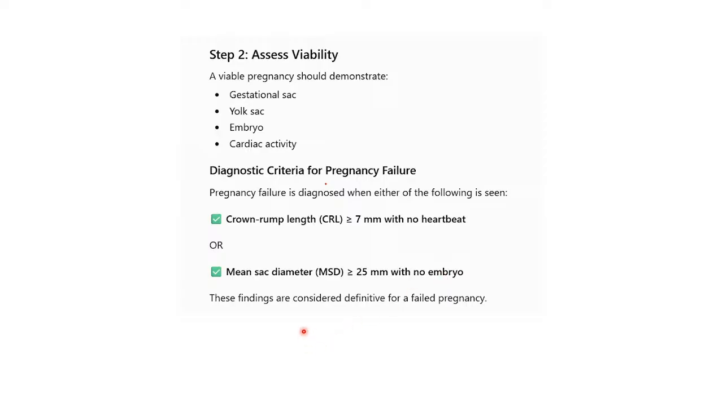Or the mean sac diameter is above or equivalent to 25 millimeters with no embryo inside. These findings are considered definitive for a failed pregnancy. Ladies and gentlemen, write this down. This is your Bible. A crown rump length above or equal to 7 mm with no heartbeat is definitive. If you measure a mean sac diameter above or equivalent to 25 millimeters with no embryo, these are called a definite diagnosis for a failed pregnancy. I hope I am making sense, okay?